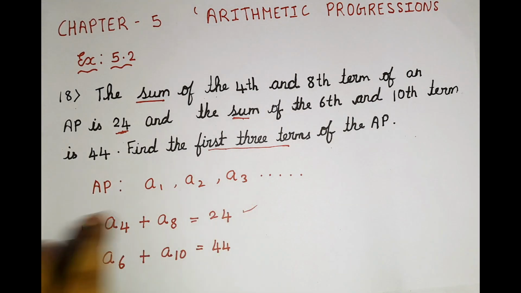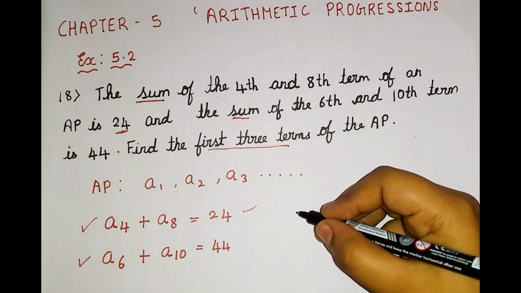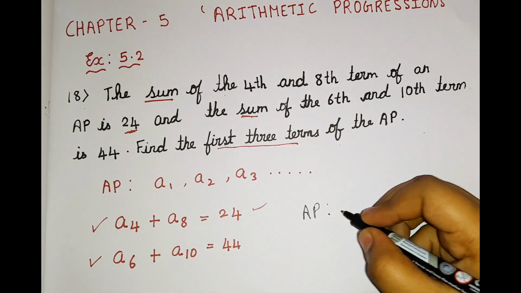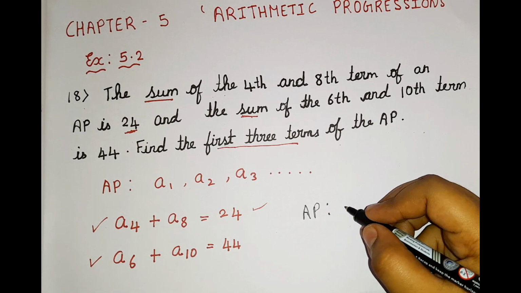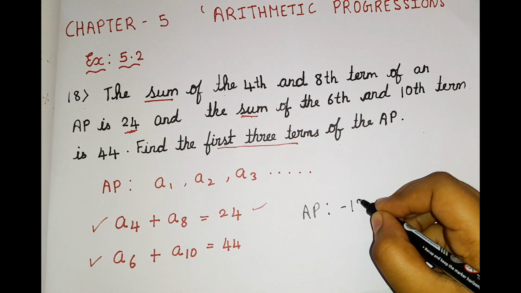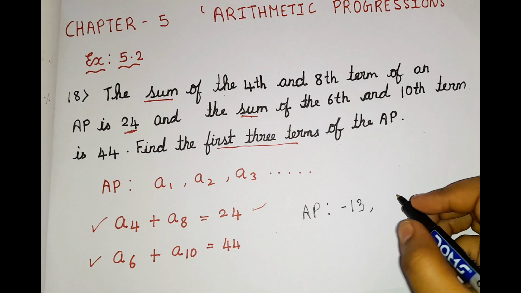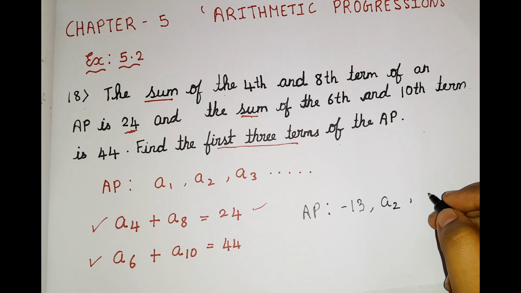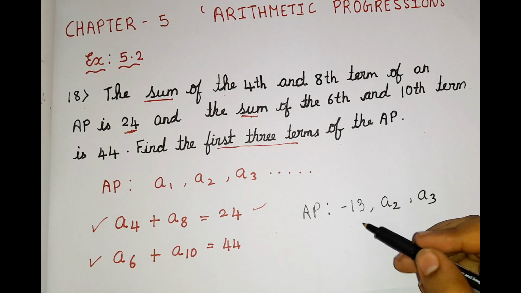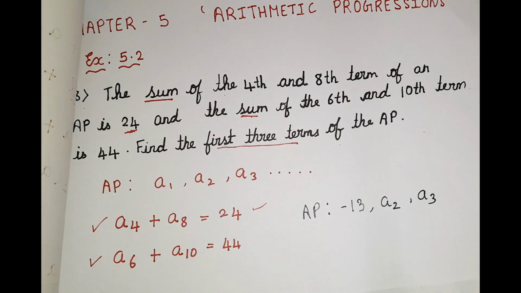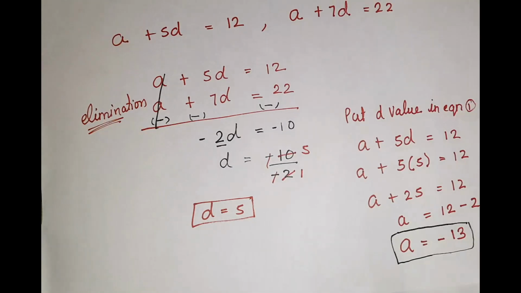Now, according to this AP, I'll write the AP separately here. AP is equal to... we got the A1 value, isn't it? The A value is minus 13, comma. We didn't get the A2 value, so let us write A2 as it is, and then comma. What is the A3 value? A3 value also we don't know. So the only number we know is the A value. What to do, guys? I am going to find A2 and A3 separately.